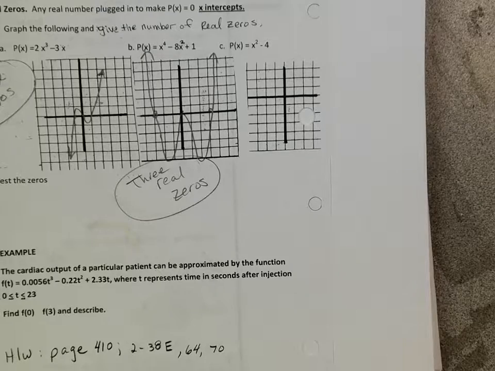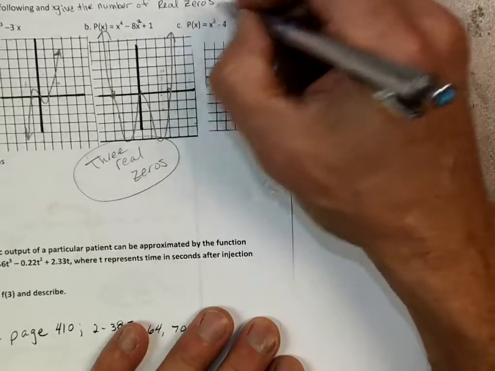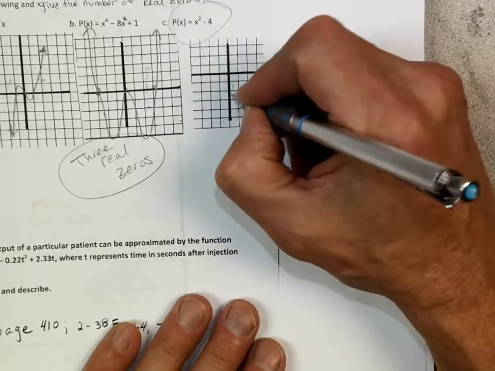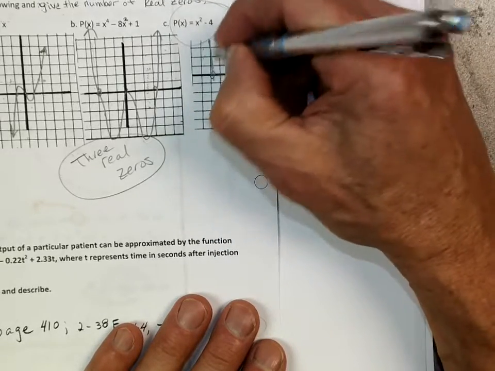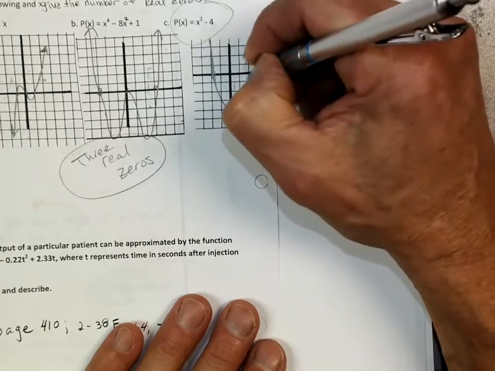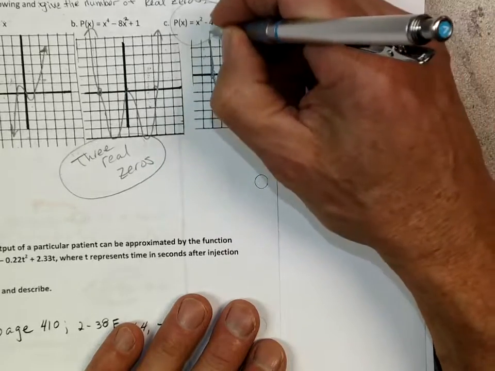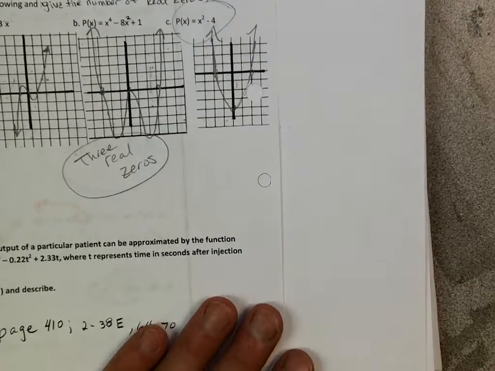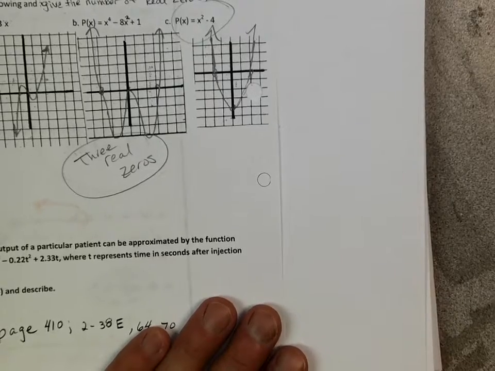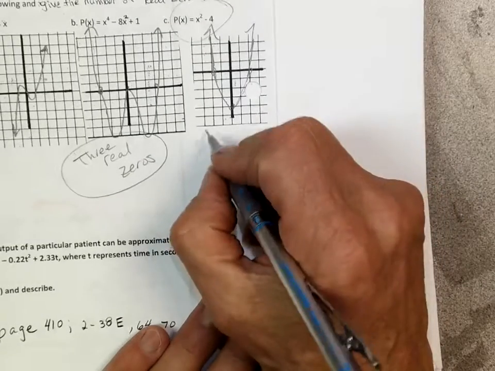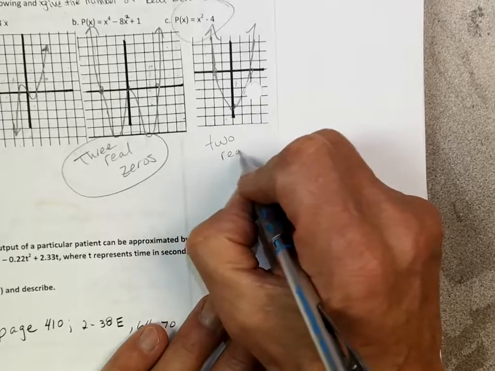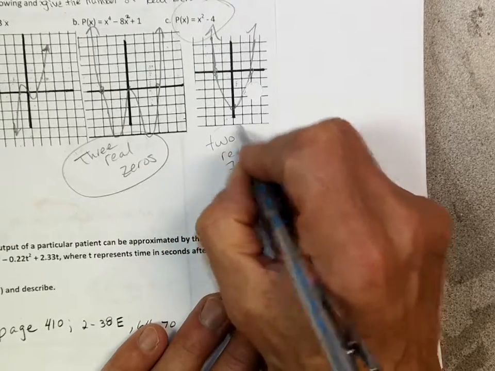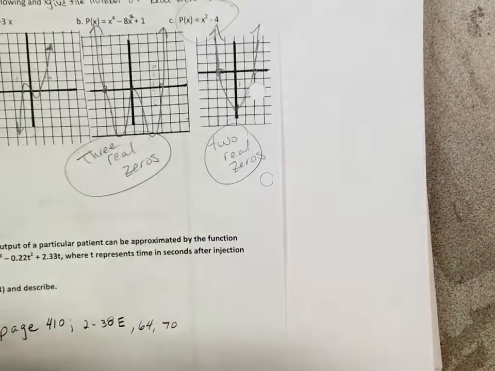Okay. I can do C without a calculator. 1, 2, 3, 4. If you want to put it in the calculator, go ahead. I know it looks like this. Now I'm checking. So I know how many real zeros? 2 real zeros. They're right here.